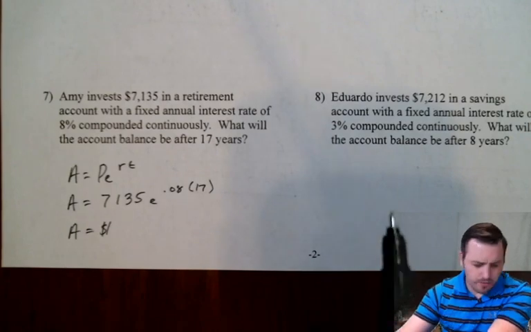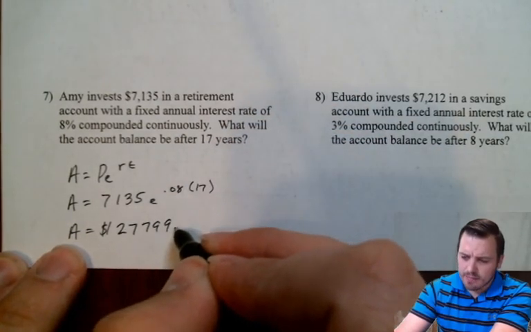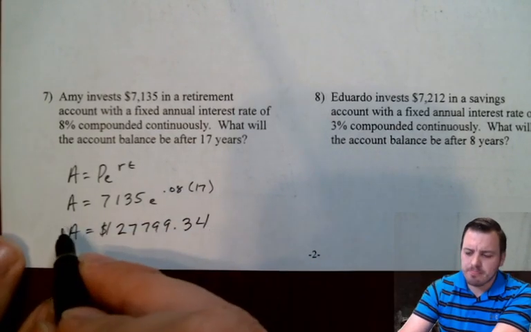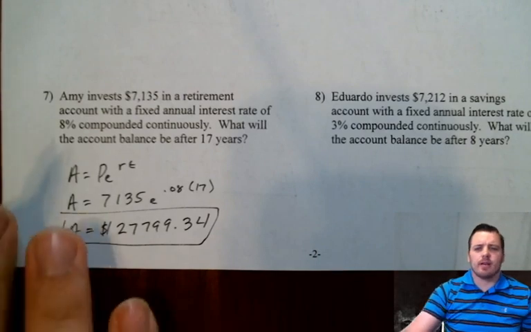Very good, guys. Both of you. Excellent. $27,799.34. Very good. If you're not getting that, let me know if something's wrong with your calculator or something's happening.